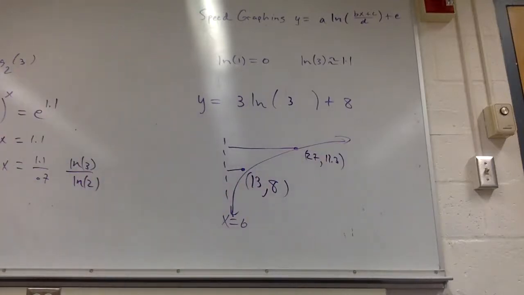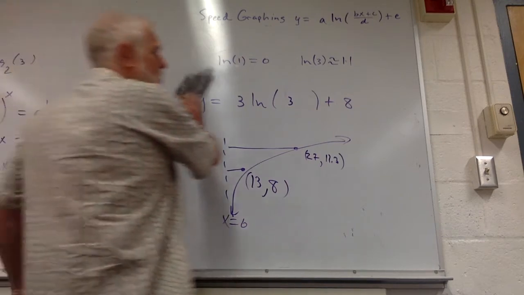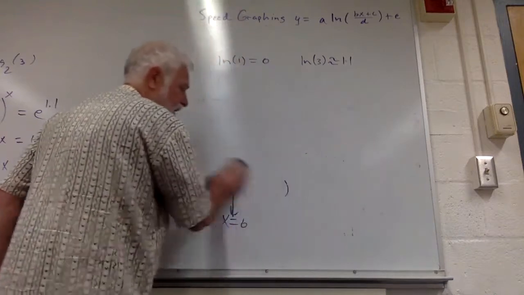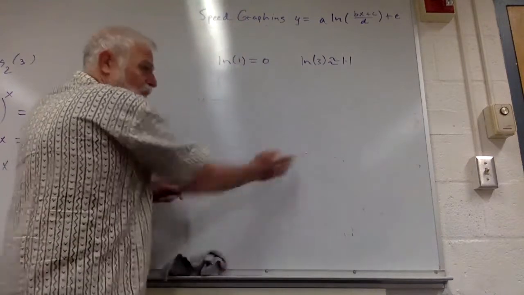You can pause, let me get an eraser. We'll go back and we'll have a little practice now on the things that we just talked about. So let me give you another one. Now you could have put ln of 2.7, right? You could have used any 2 points.